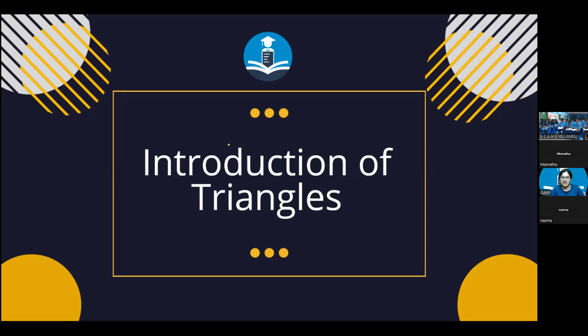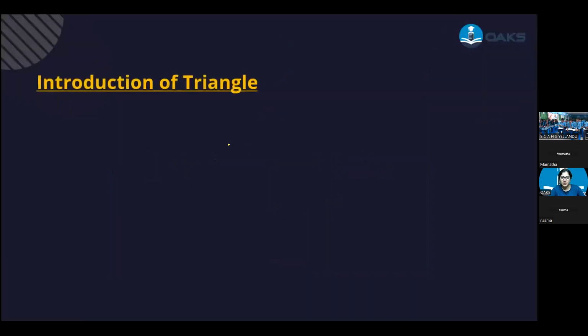Now let's start. You have to help me here. You know that triangle is made up of two words, right? And the first word is try. Do you know the meaning of try? Yes, what is the meaning? It is three, right? It's very easy. So try means three.